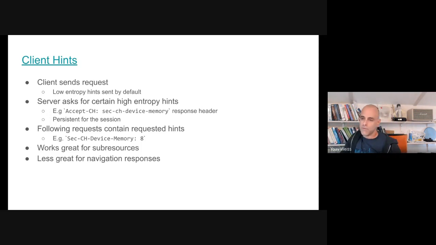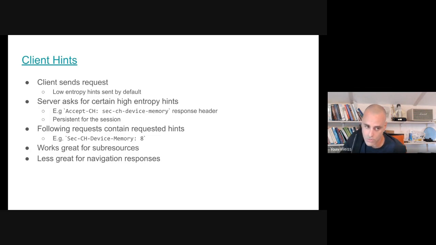The essential mechanism for client hints is that the client sends out a request. The initial request to the server doesn't contain any of the high entropy client hints. It may contain some low entropy hints that are sent by default. The server then asks for specific high entropy hints. One example is Device-Memory here as a response header. There are many others. We'll talk about them in a bit. That opt-in is persistent for the browser session. And then following requests contain those requested hints and send out those values to the server, and the server can do content adaptation based on that.